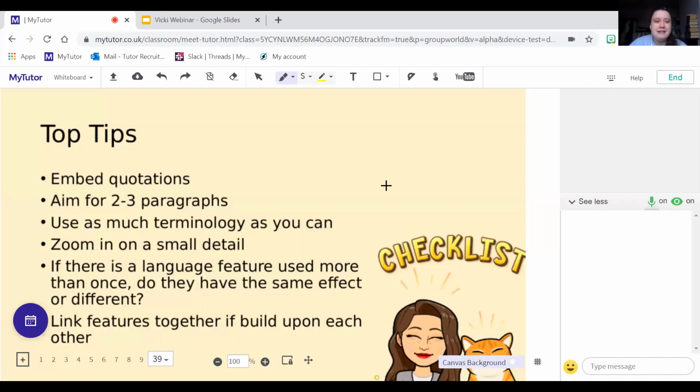Is it better to link techniques together or keep them apart? I think if there is a clear link between them and you can compare them, you should, because it's a deeper analysis, and it will show that you're creating links and that you're thinking on a higher level.